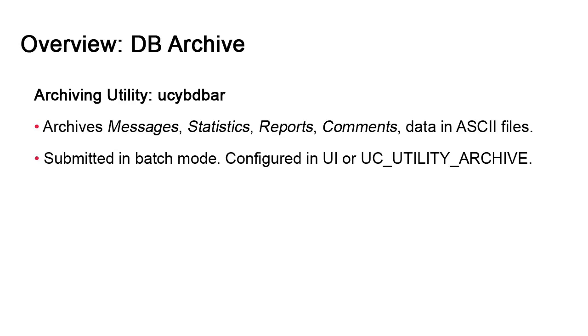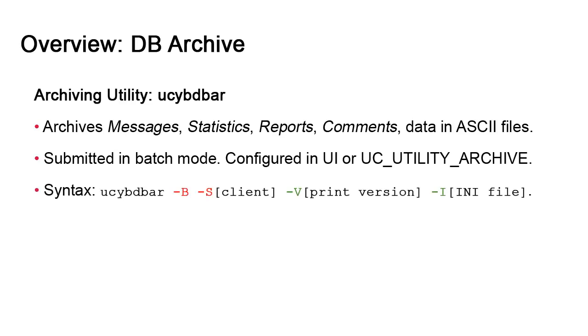Note that the utility comes with a simple user interface, which we recommend using for the initial configuration if it's possible. If not, we have the UC_utility_archive client variable. The command has options. -B is used for batch mode, and -S is for the client targeted by the archive since the utility is client-specific. These two options are mandatory.